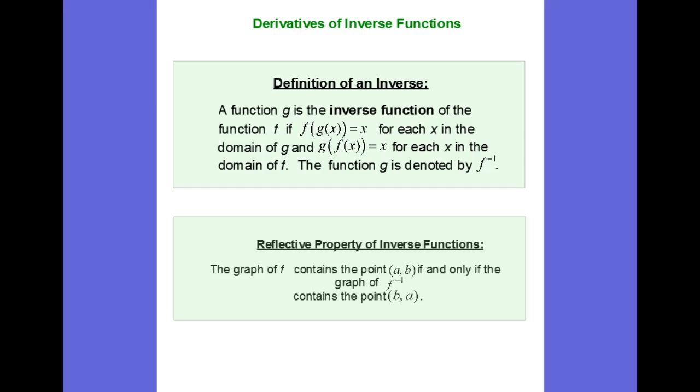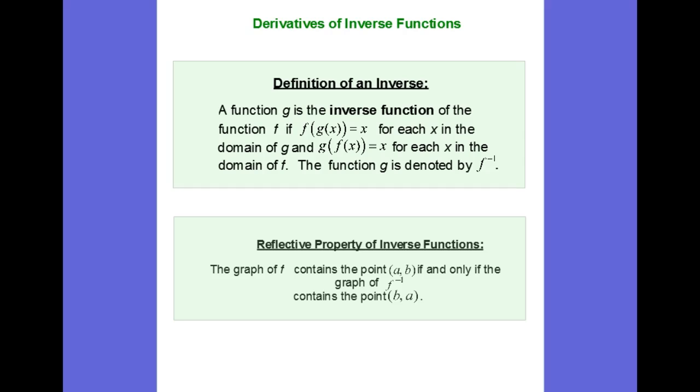Here we have the definition of an inverse function. So you may recall that a function g is the inverse of a function f if f of g of x is equal to x for every x in the domain of g, and g of f of x is equal to x for every x in the domain of f.